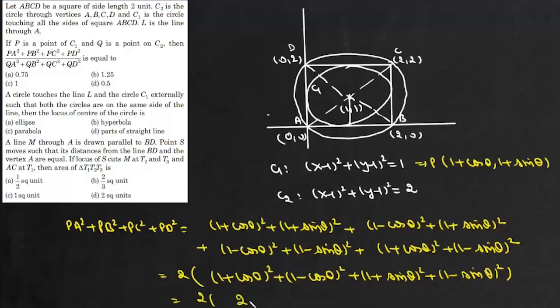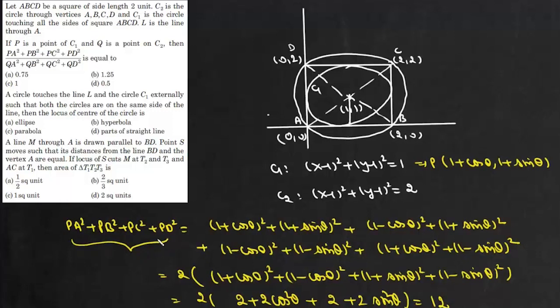Now here we'll get this as 2 plus 2 cos square theta. The 2 cos theta terms will cancel. In the same way we'll get 2 plus 2 sin square theta. Now cos square theta plus sin square theta is 1. So it'll be 6. 6 into 2 is 12. So the value of PA square plus PB square plus PC square plus PD square is 12.